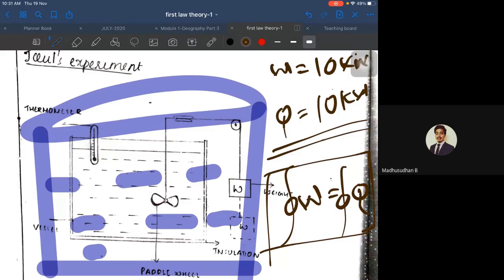Keep it simple. Don't make it too complicated. I will never teach you in textbook language. Understand the concepts, that's very important. So, what does the first law state? The first law says the cyclic integral of work flows will be equal to the cyclic integral of heat flows. Everyone got this? What is the first law of thermodynamics?